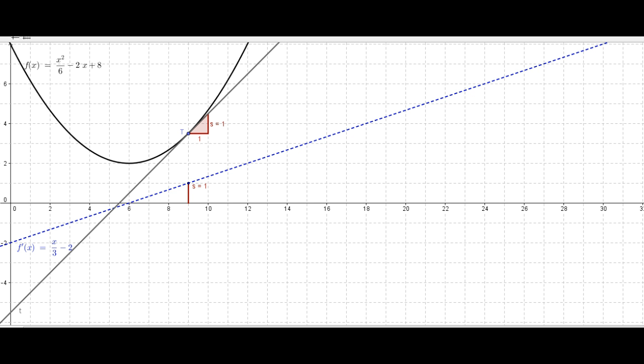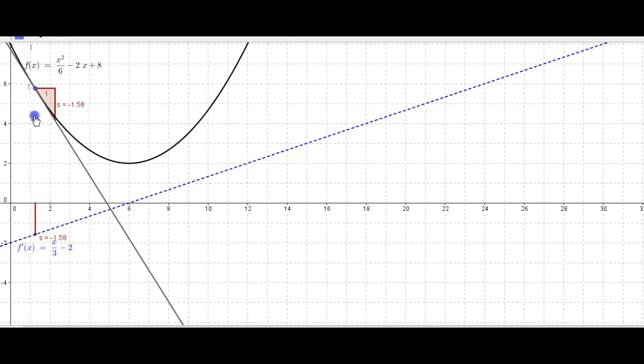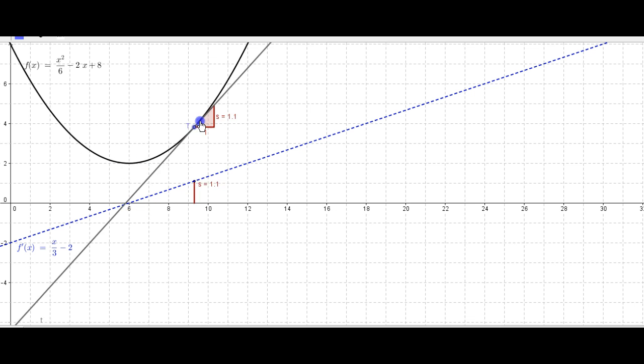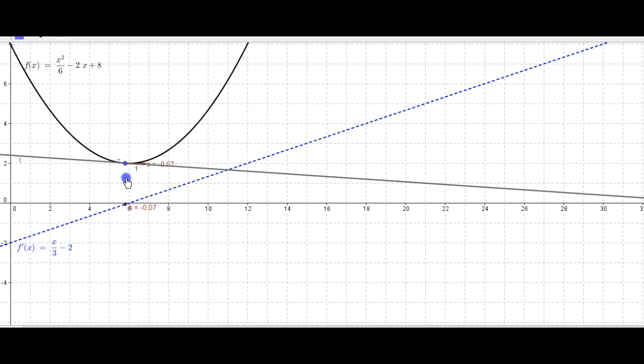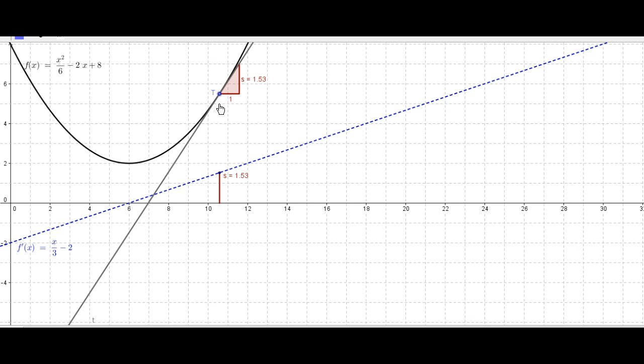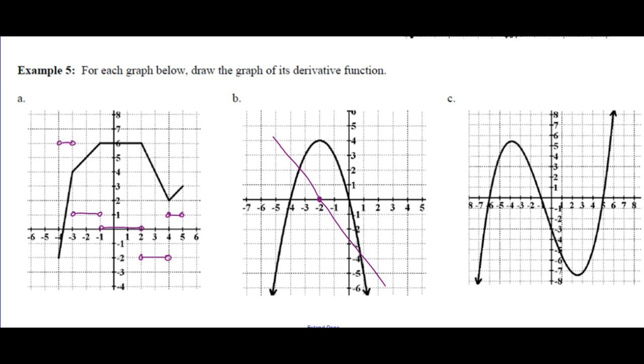Here is the function f of x, which is x squared over 6 minus 2x plus 8. And here's f prime of x, which is x over 3 minus 2. This is a degree 2, the quadratic, but this is linear. I can still move these, and it'll trace along, but now you can see the whole line. Kind of neat, huh? Okay, now let's go back to this. So that's what we've got there. And then, of course, this is just going to do this.